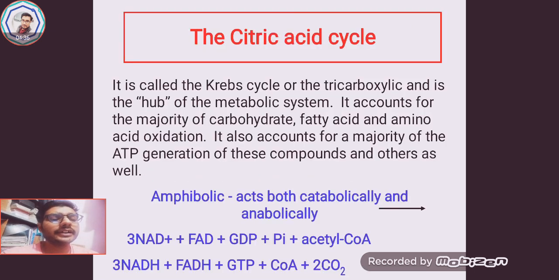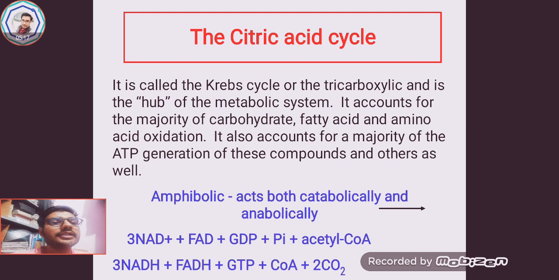So let's begin with the citric acid cycle. The citric acid cycle is also called the Kreb cycle or tricarboxylic acid cycle and is the hub of the metabolic system. It accounts for the majority of carbohydrate, fatty acid and amino acid oxidation. It also accounts for the majority of ATP generation from these compounds and others as well. It is an amphibolic pathway, which means it acts both catabolically and anabolically.